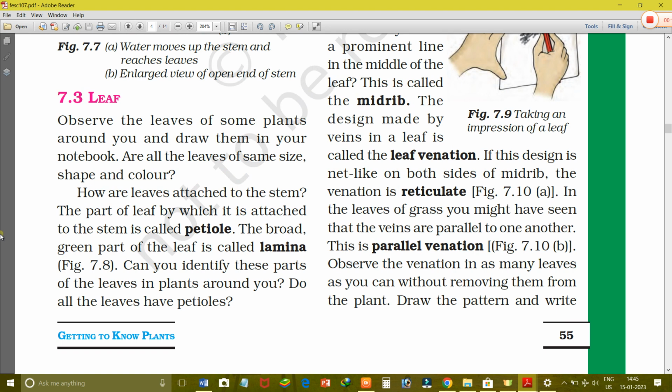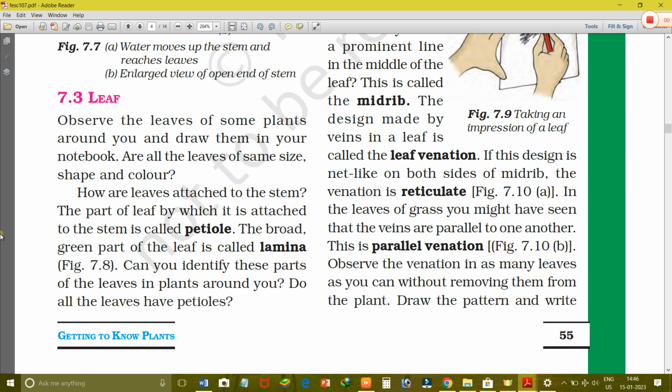Leaf. Observe the leaves of some plants around you and draw them in your notebook. Are all the leaves of the same size, shape and color? How are leaves attached to the stem? The part of the leaf by which it is attached to the stem is called petiole.